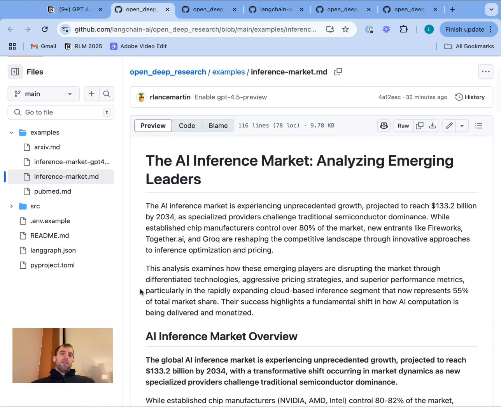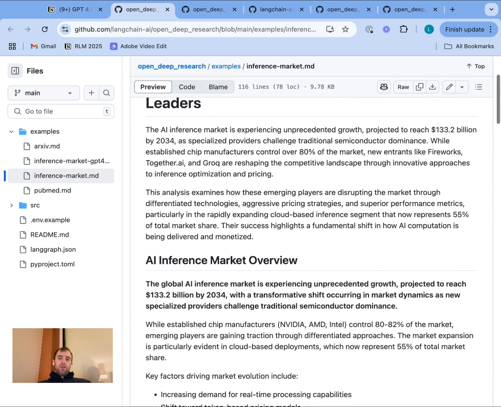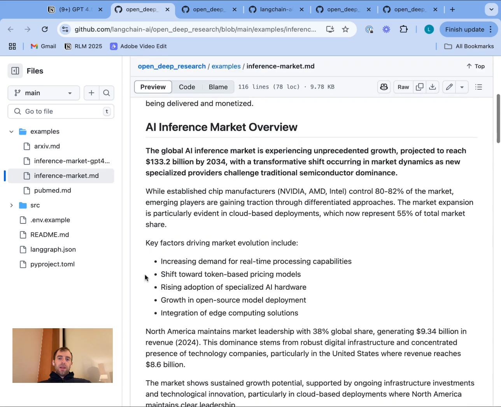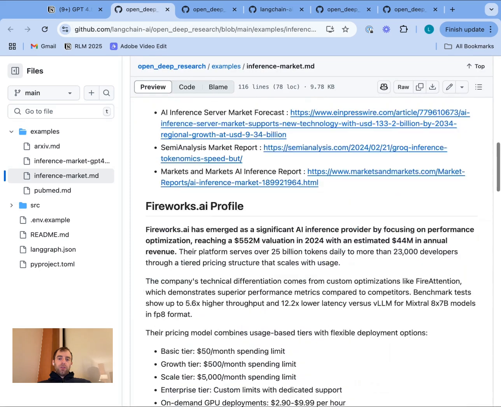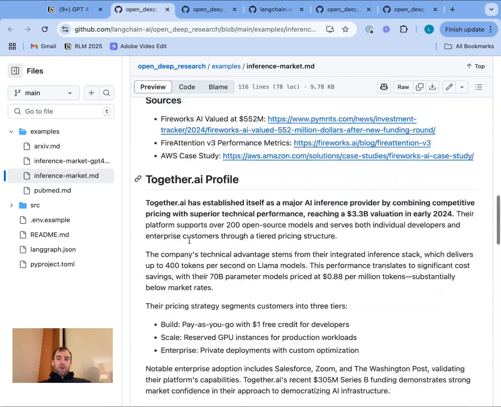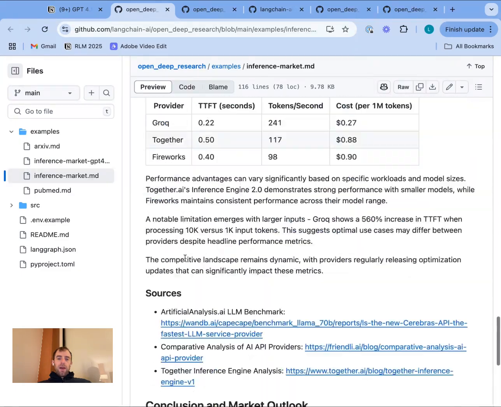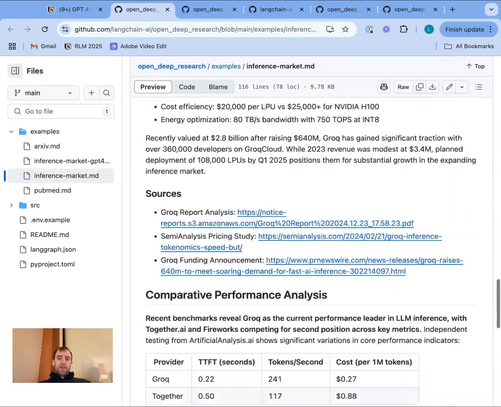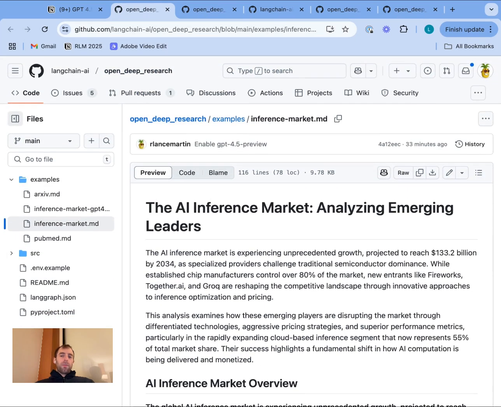This is my baseline report. And this one is generated using 3.7 Sonnet as the planner and 3.5 Sonnet as the writer. It's a report on three inference providers, Groq, Fireworks, and Together AI. And here's the overall report. So you can see we get kind of an inference market overview with sourcing. We then get a deep dive on Fireworks, deep dive on Together, deep dive on Groq, and comparative analysis. Okay, so that's kind of the baseline report. And this is a report that I'm pretty happy with.